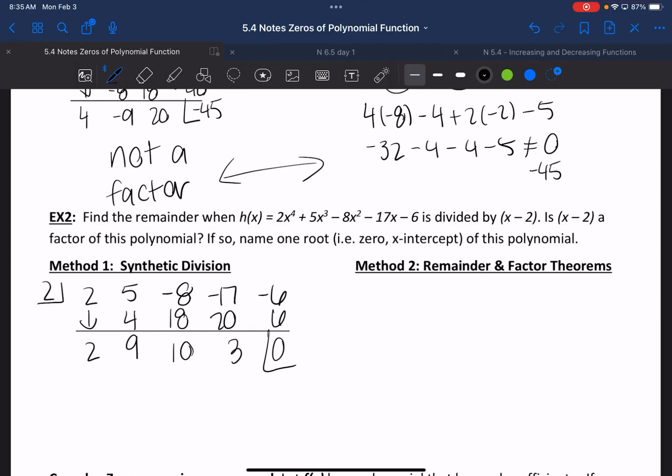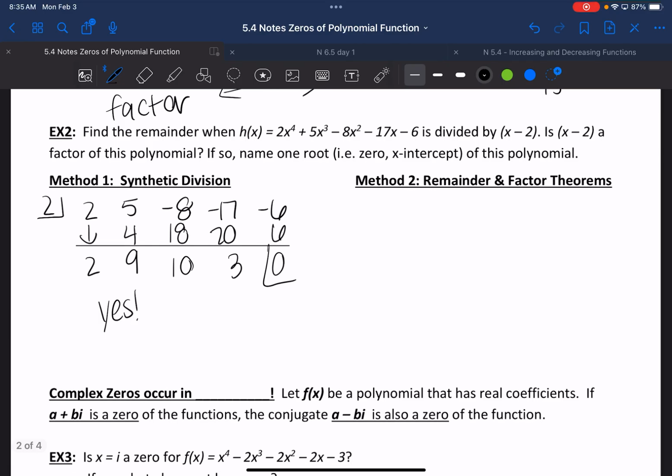And what do we get? We think it's a factor? Yes, this one is a factor because we got that remainder of 0, right? So x minus 2 is a factor. Okay, so let's make sure that the other method would work as well.